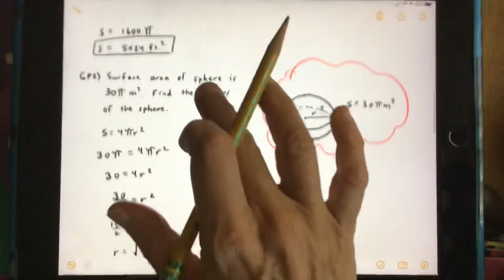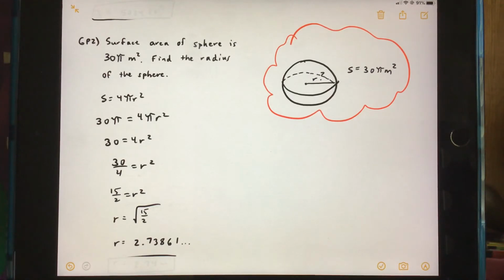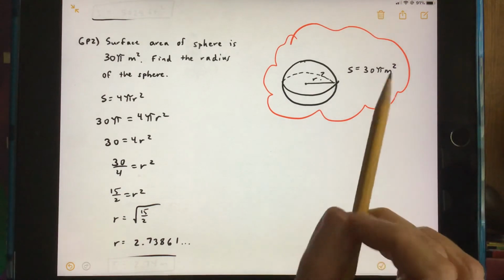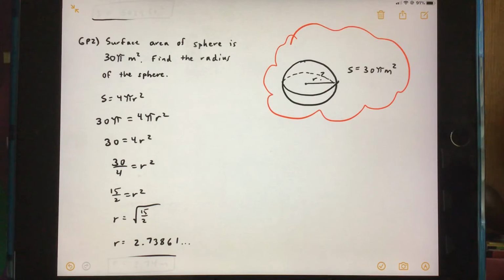All right, guided practice 2. The surface area of a sphere is 30 pi meters squared. That's a given, and we're to find the radius of the sphere knowing its surface area. So again, I've drawn the picture of what's going on. They didn't show me the picture. This time, I am told the surface area quantity, and I'm to figure out the radius. I'm still going to use the same formula. I'm just going to be solving for the r this time instead of the surface area.